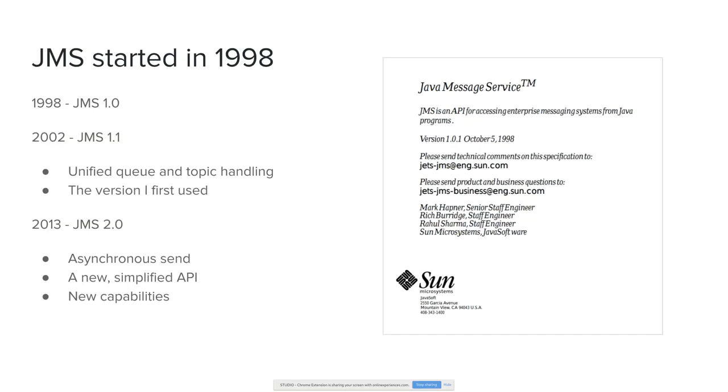So JMS is more than 20 years old as of this year. It started out in 1998. I didn't start using JMS until a little bit later. So the version that I'm familiar with is JMS 1.1. I think that's the version that a lot of people are familiar with. And then in 2013, JMS 2.0 was introduced with some important changes. And so we're going to talk about those just now.